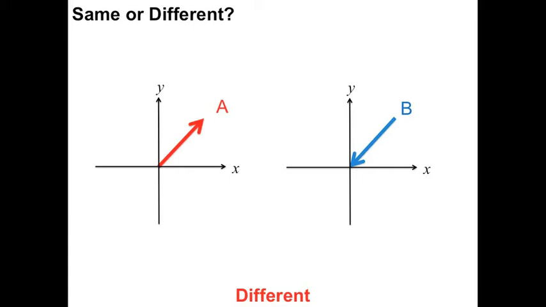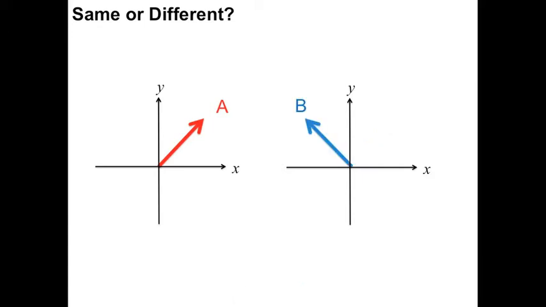So if I take a vector and I multiply it by a negative number, that would mean all of the vector components are pointing in the opposite direction, and I would just get an arrow that's pointing in the opposite direction. So in this case, we would say vector A equals minus vector B.